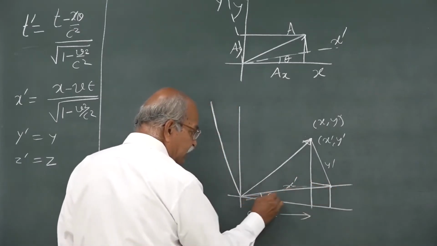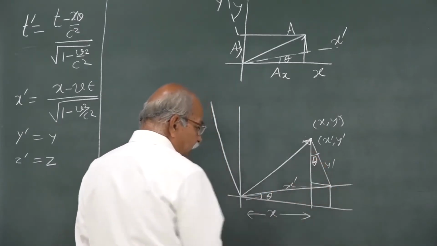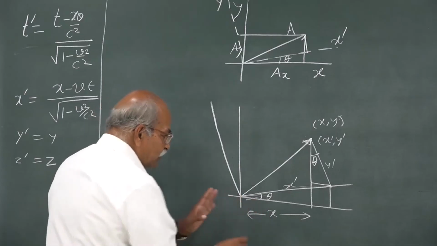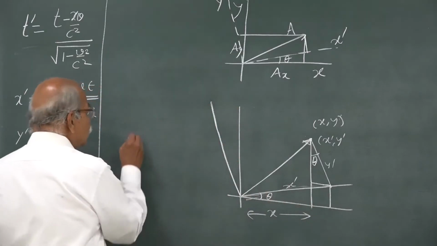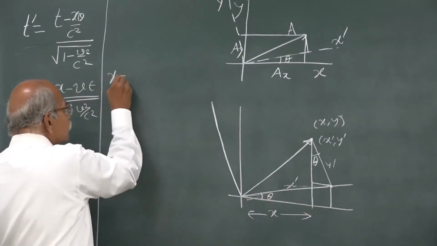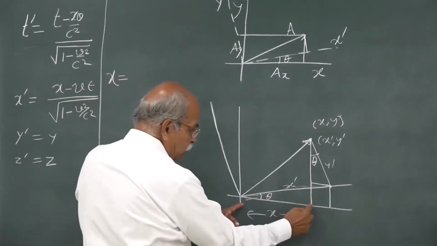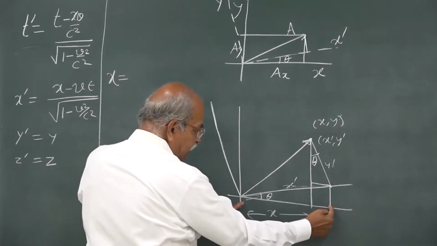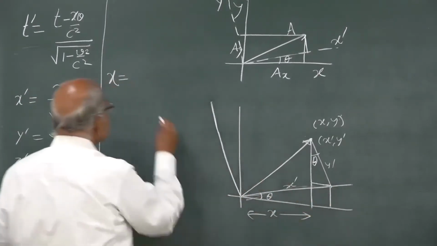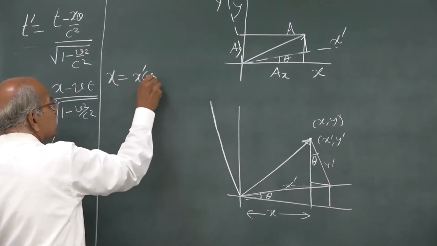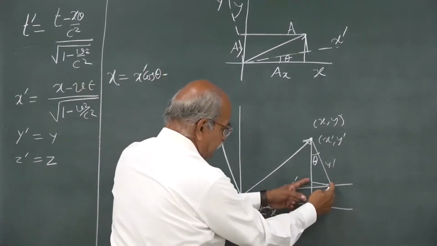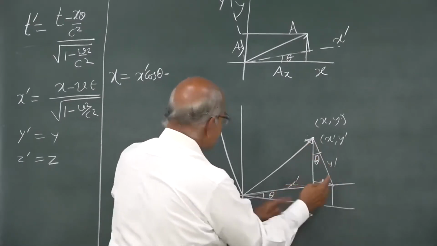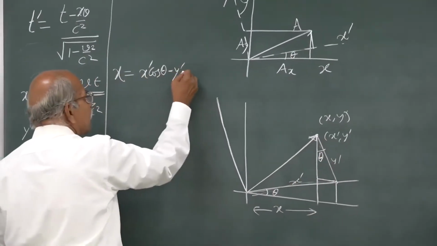If this angle is theta, this angle will be theta, and then you can try to write x. What is x? This x is equal to this length, and this length you can write as x prime cos theta, minus this length, which is y prime sin theta.